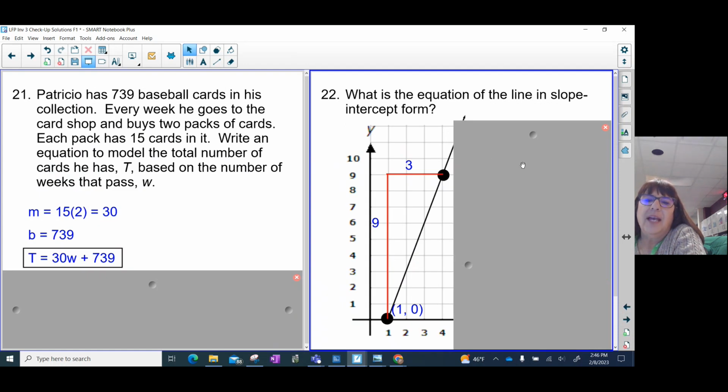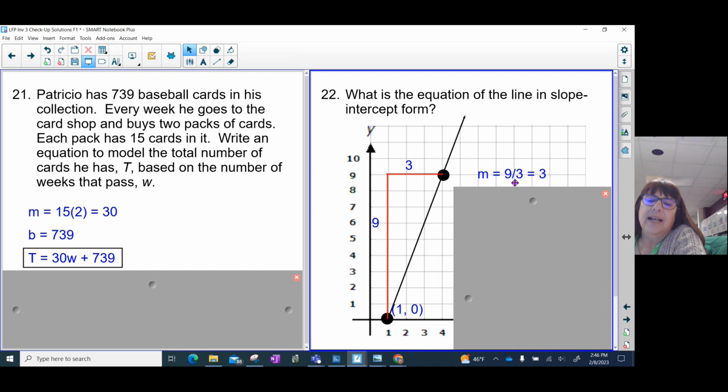Our last problem, we had a graph, and they wanted us to write the equation in slope-intercept form. So I know that to find my slope, I'm going to look for my rise over my run when I'm doing this on a graph. And if I rise 9 and I run 3, it would be 9 divided by 3, which gives me a total of 3. Now, on a graph, I could look for where that line crosses the y-axis for my y-intercept, but this one, it doesn't show where it's going to cross.